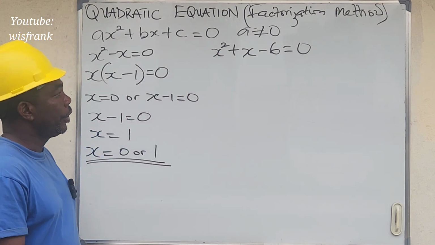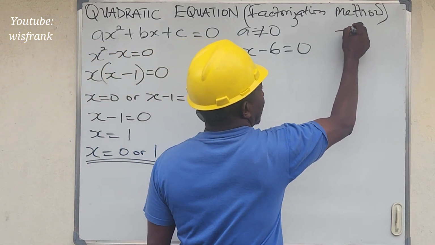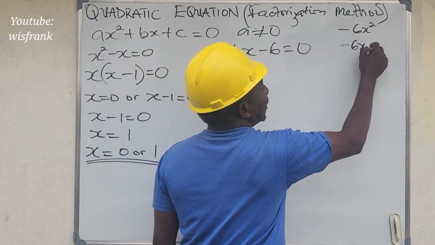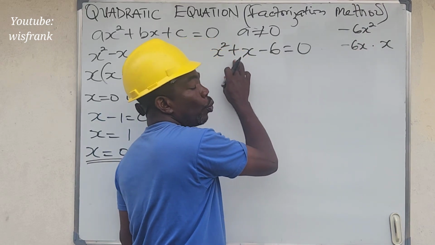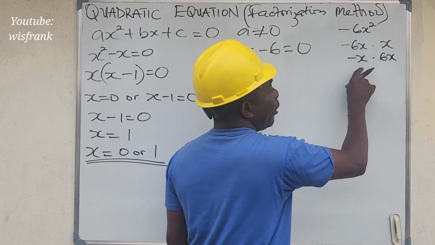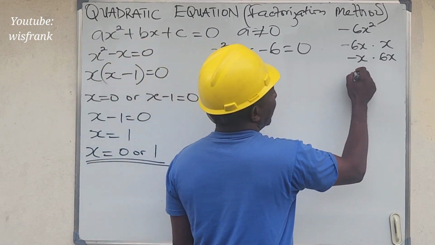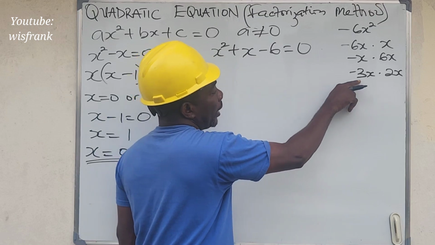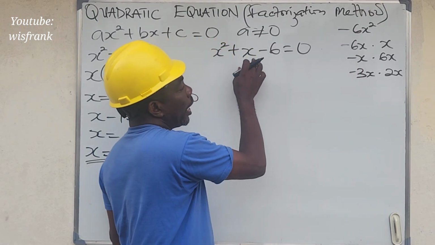How do we do that? We need to multiply minus 6 by x to the power of 2. That will give us minus 6x to the power of 2. From here, let us see minus 6x times x. If you multiply these together, it will give you this, but when you add, it will not give you this. Let us see minus x times 6x. If you multiply these two, it will give you this, but when you add, it will not give you this. Let us look at minus 3x times 2x. When you multiply these two, it will give you this, and when you add this, it will not give you this.